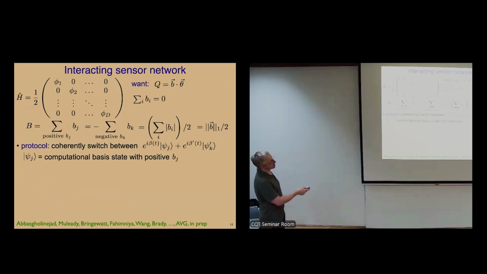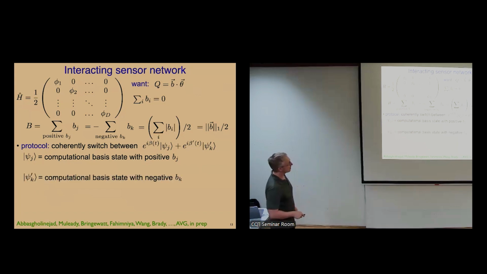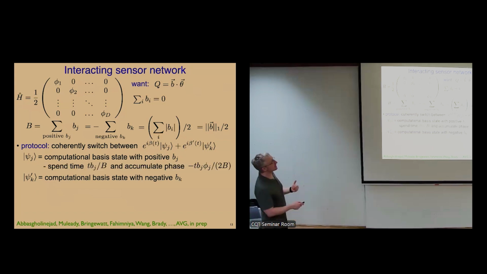Okay, so what are these states here? So psi j will cycle through all computational basis states with positive b_j. Again, remember, these are all computational basis states. I wrote this matrix in the computational basis. So the different b's correspond to different rows here, different columns. So I pick all the computational basis states with positive b_j and I cycle through them. And then in this part of the superposition, I cycle through all computational basis states with negative b_k. And then I decide how much time I spend in the given state psi j by the value of the corresponding b_j. So the larger b_j is, the more time I want to spend in psi j.